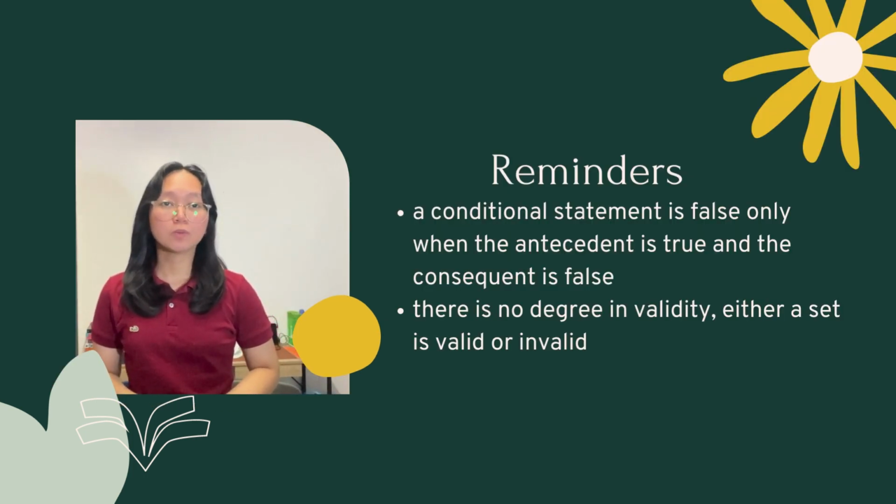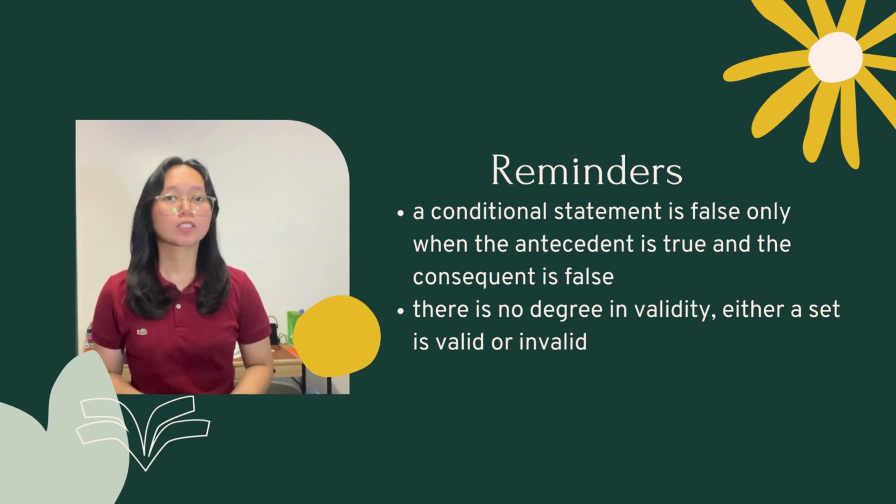Lastly, before we end this module, you have to remember and always keep in mind that the conditional statement is false only when the antecedent is true and the consequent is false. You should also understand that there is no degree in validity. Either a set is valid or it is invalid.